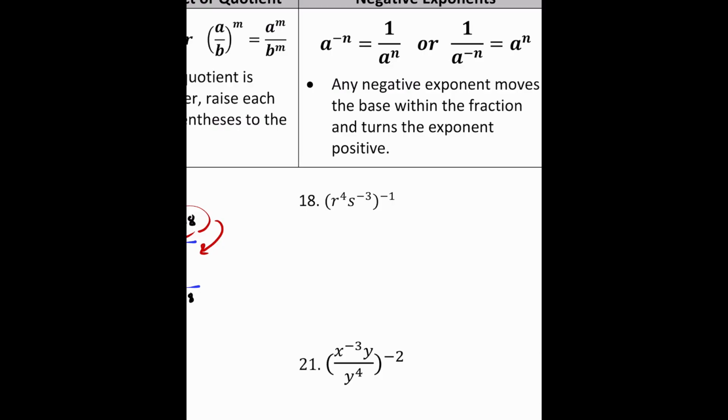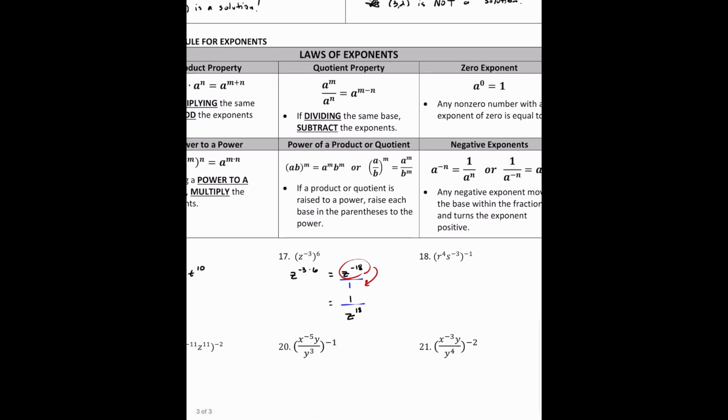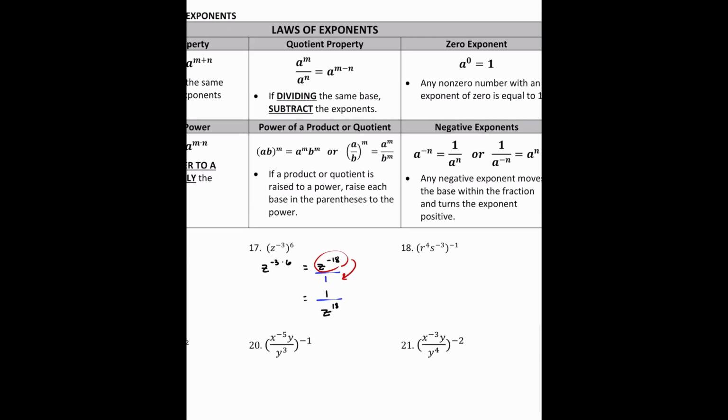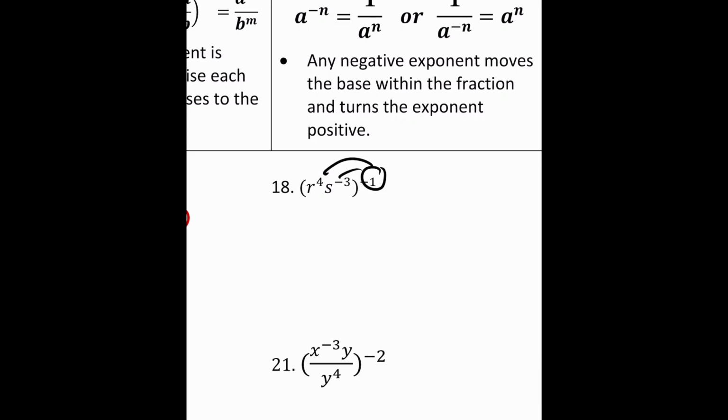Number 18. If we have a power of a product or quotient, in this case, we can distribute the negative 1. We have r to the 4th power times negative 1, and then s to the negative 3rd power times negative 1. So this is going to be r to the negative 4th, and this is going to be s to the positive 3.